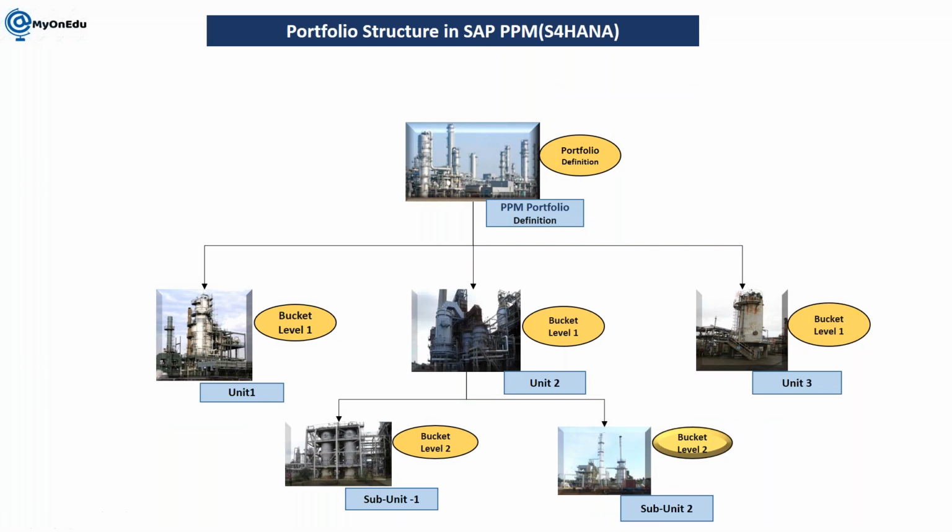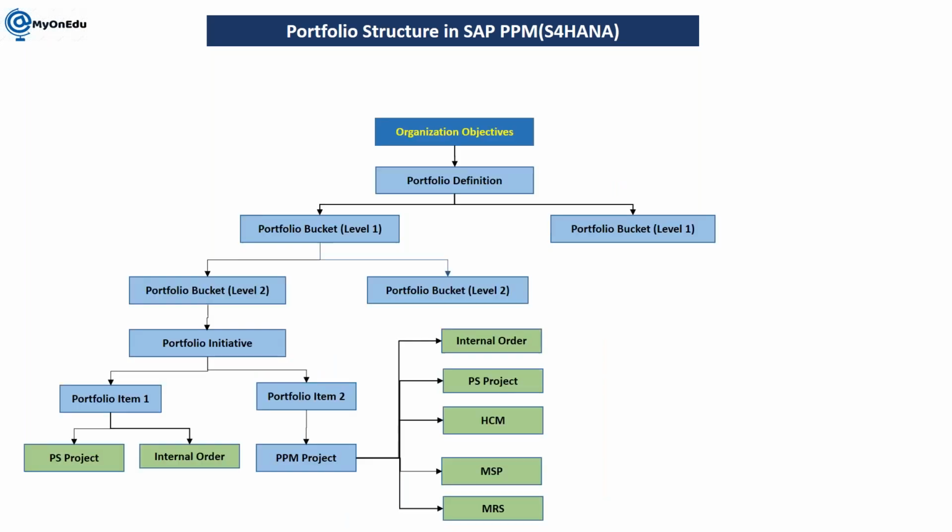Okay. So portfolio structure in SAP PPM S4HANA, I have taken another example here, a portfolio definition, which is divided into different units, and then again it is divided into subunits. So here I have taken the example of a manufacturing plant. Here is exactly the structure of how it is going to happen in the PPM system.